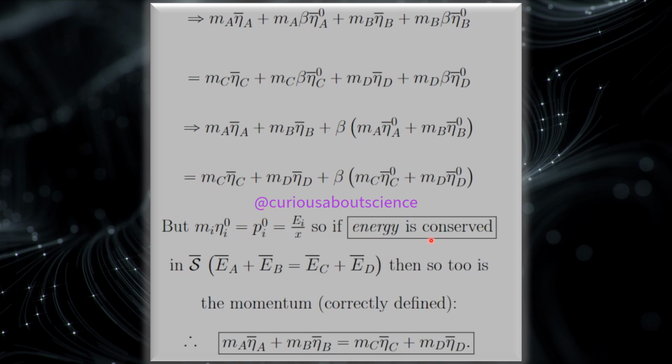So if energy is conserved, this thing equals this thing, and we cancel, and then we say that if it's conserved in S bar, we have E bar A, E bar B equal E bar C and E bar D, then so too is the momentum correctly defined, so we have this. That's because the conservation of energy allows us to set these equal, cool, we like that. And if these two are equal, that cancels, so these two automatically have to be equal. So we like that.